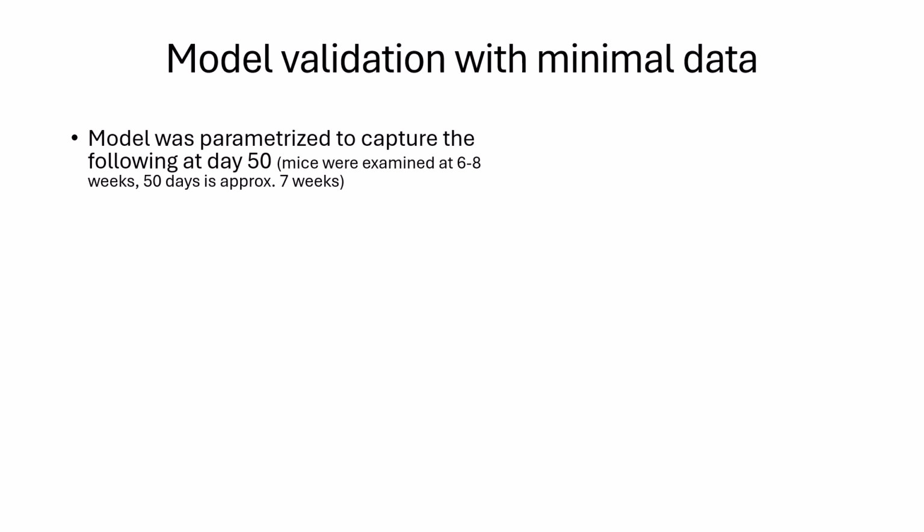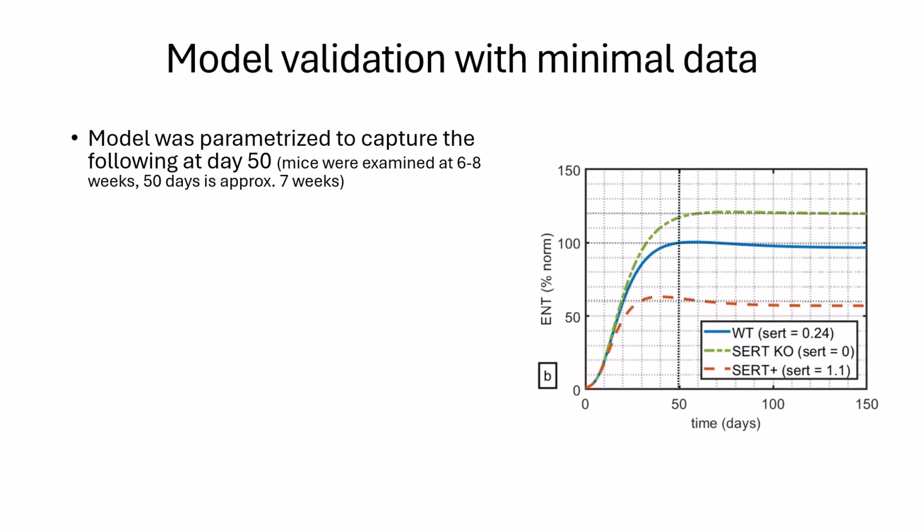So then I parameterized my model to capture the following: day 50. I said mice were examined at 6 to 8 weeks, and 50 days is approximately 7 weeks, kind of in the middle. I was playing with different parameters to really capture this main behavior, that my wild type would be about 100% by 50 days, and then my SERT plus would be about 60% around 50 days, and then my SERT knockouts would be around 120% at the time when this was measured.